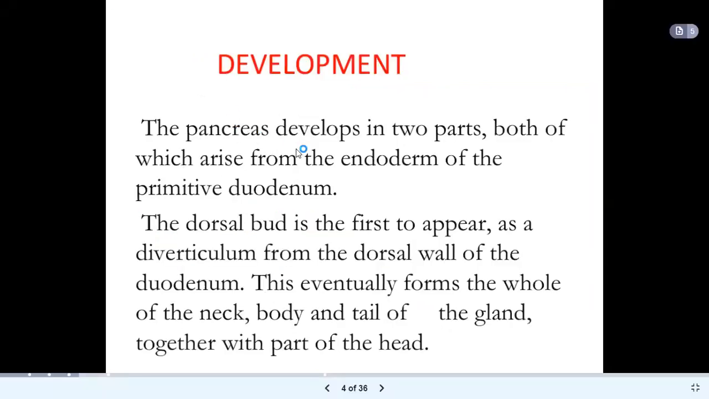Let us talk about the development of the pancreas. The pancreas develops in two parts, both of which arise from the endoderm of the primitive duodenum. The dorsal bud is the first to appear as a diverticulum from the dorsal wall of the duodenum. This eventually forms the whole of the neck, body and tail of the pancreas, together with part of the head.